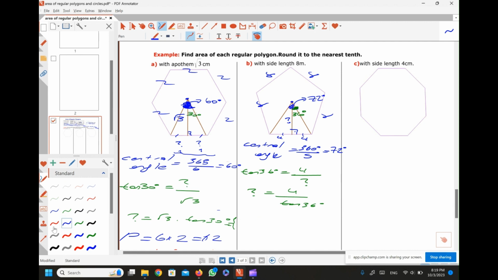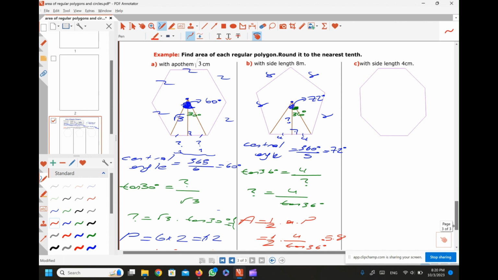What was the formula? Your formula was 1 over 2 times apothem times perimeter. So it's equal to 1 over 2 times the apothem, which is 4 over tangent 36, multiplied by the perimeter. What is the perimeter? It is the sum of the side lengths. We have a 5-sided polygon, so 5 multiplied by each side length, 8. 5 multiplied by 8 will be the perimeter.